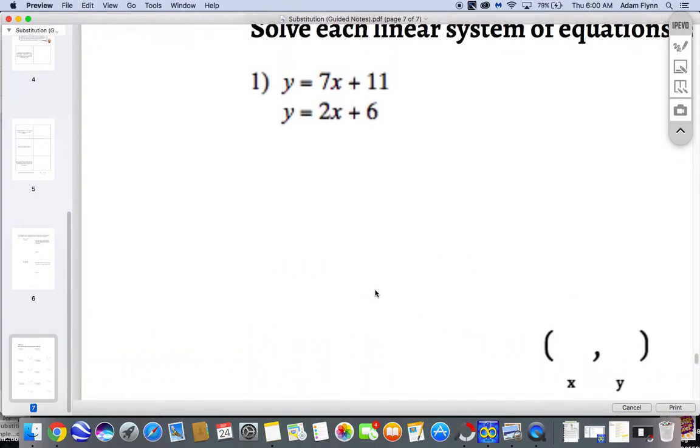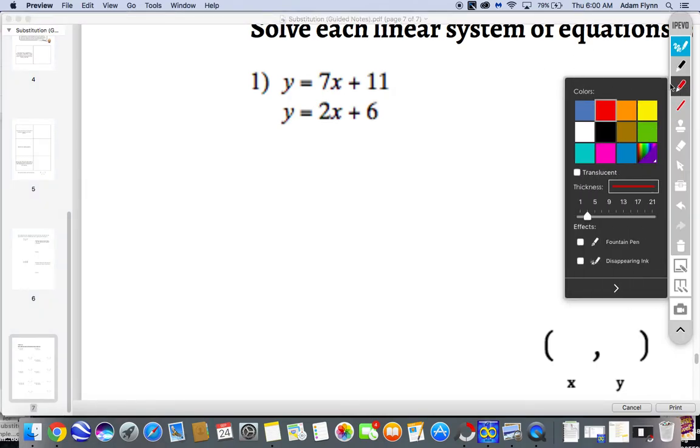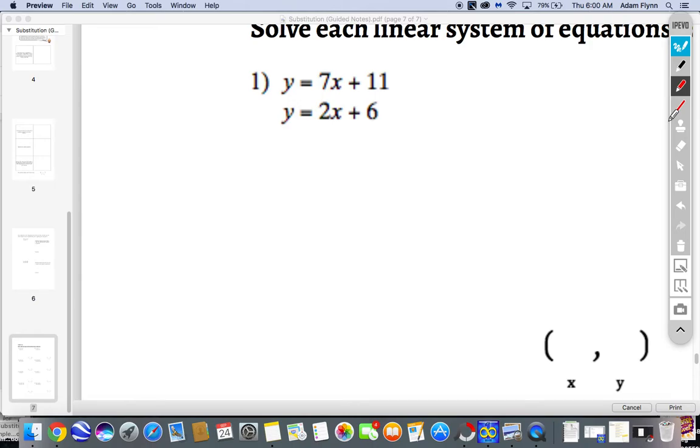Okay, so let's take a look at this first one. So for the first one, I've got y equals 7x plus 11 and y equals 2x plus 6. Taking a look at this, I want to see if any of the variables are isolated. And in the top equation, we've got y isolated. In the bottom equation, we also have y isolated. So this would be very similar to the first example problem we did.